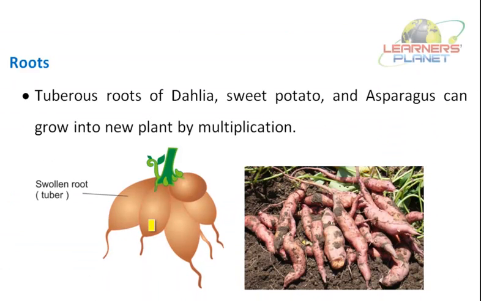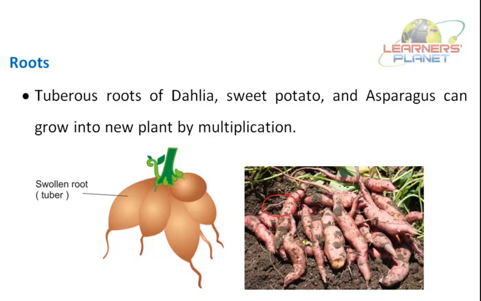The first one is the roots. Now students, tuberous roots of dahlia, like here you can see this beautiful picture of dahlia, which has swollen root, which is also called tuber. So tuberous roots of dahlia, sweet potato and asparagus can grow into new plants by multiplication. So this is the beautiful picture of sweet potato where you can see the roots.